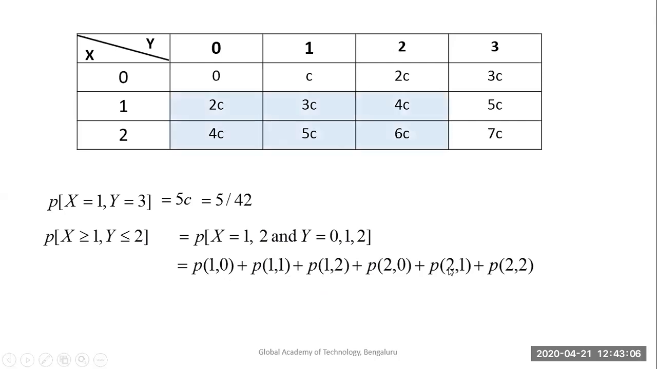So these values are nothing but these values in this table. X equal to 1, y equal to 0, x equal to 1, y equal to 1 and so on. So the total sum here, the sum of all these values is going to be 24c. And c is 1 by 42. The probability is 24 by 42.